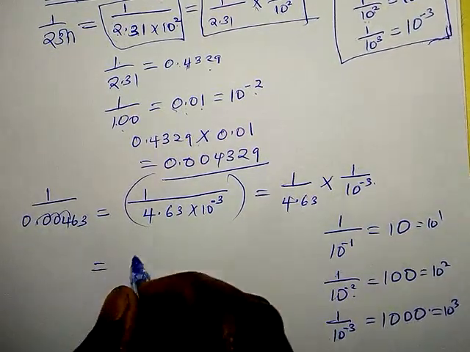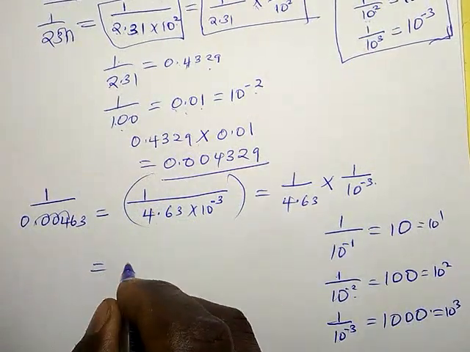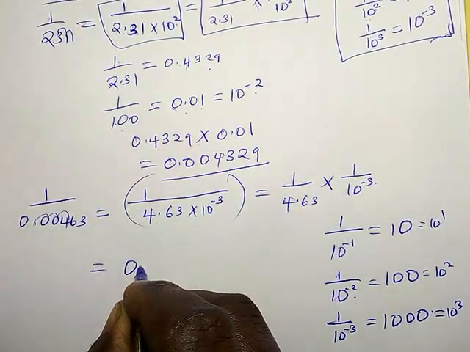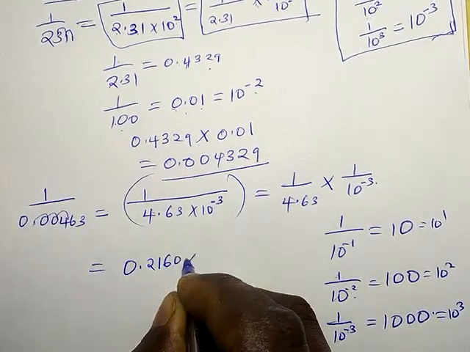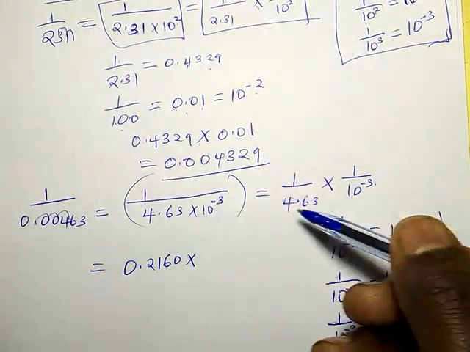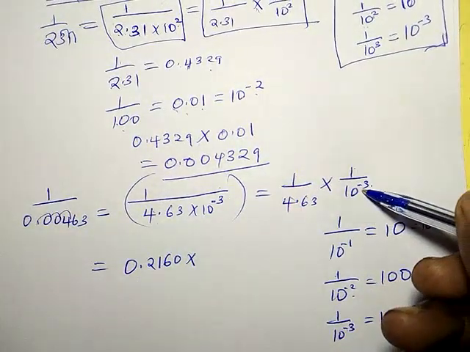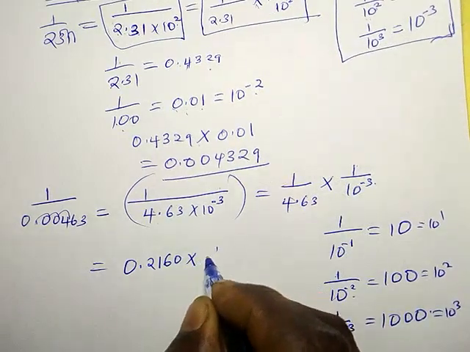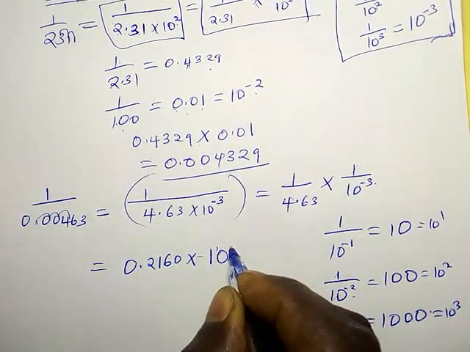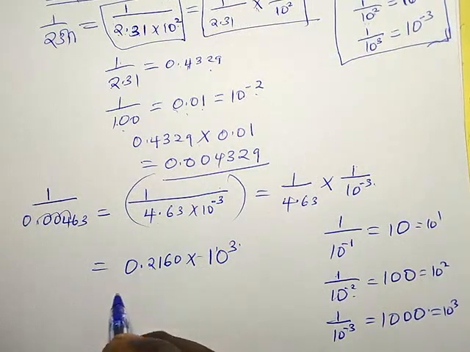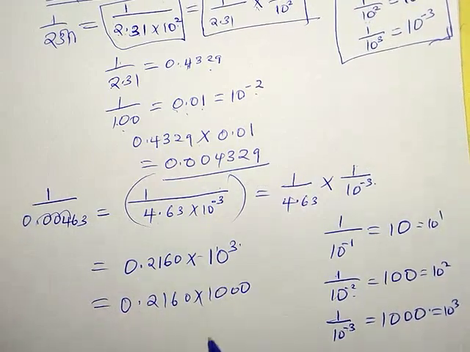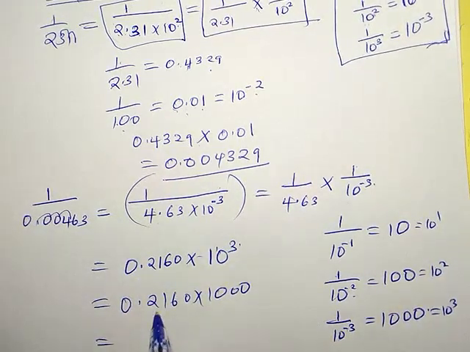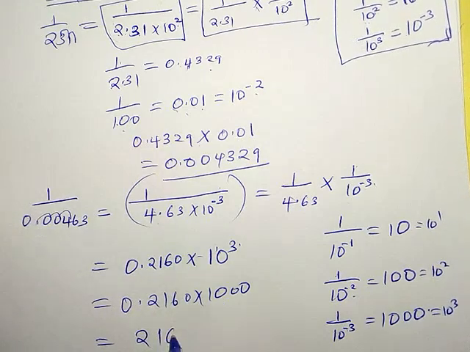So from our table, the reciprocal of this is 0.2160 times the reciprocal of 1 over 10 raised to power negative 3, which is the same as 10 raised to power 3, 1,000. So you multiply that: 0.2160 times 1,000, and this one is equal to 21.6.